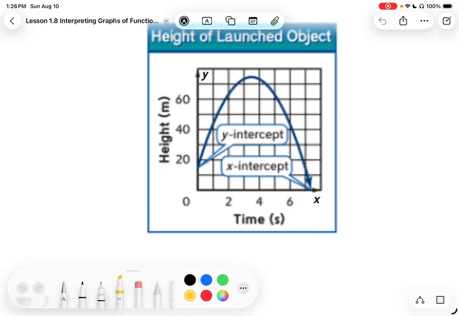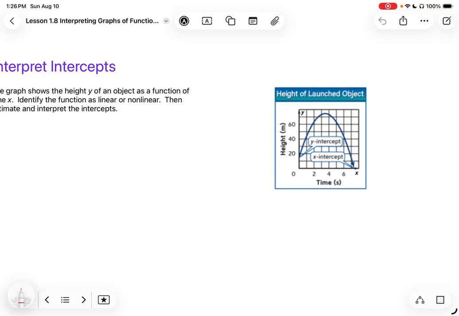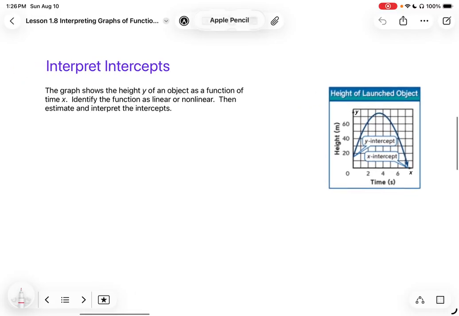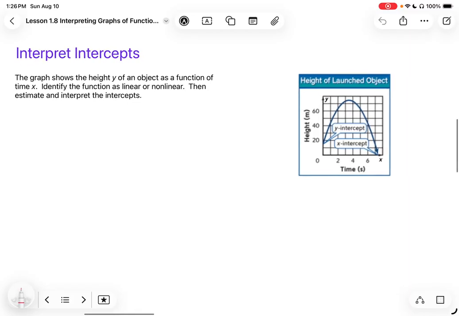What we want to do here is interpret the features of the graph. First, we want to identify whether the function is linear or nonlinear. And then after we do that, we want to estimate and interpret the intercepts. When we talk about intercepts, there are two that are labeled here. One is the y-intercept and one is the x-intercept.